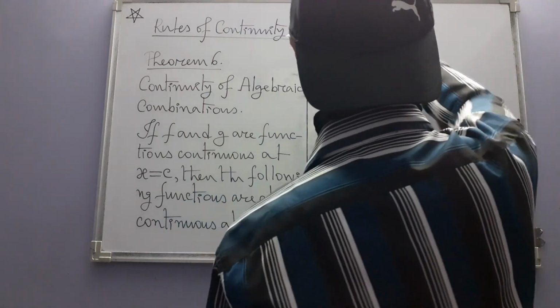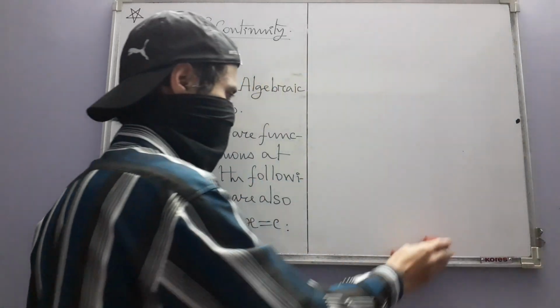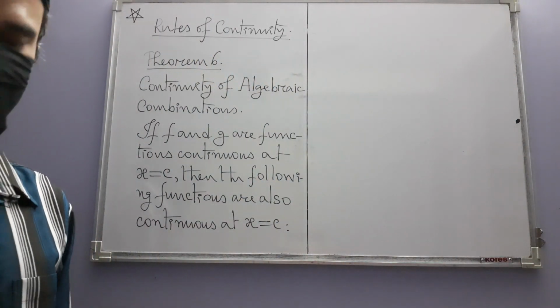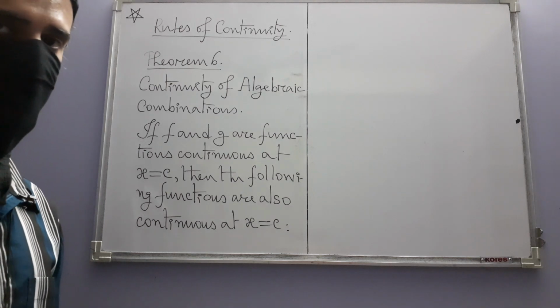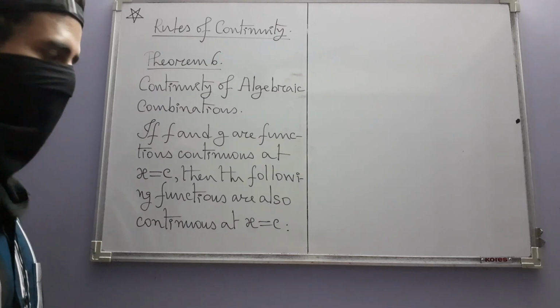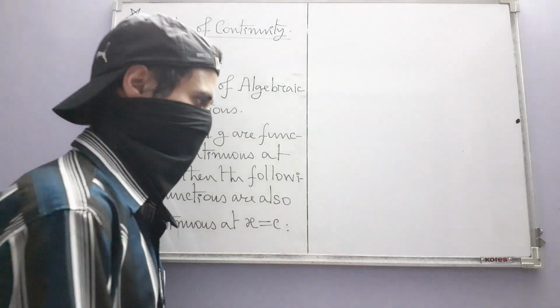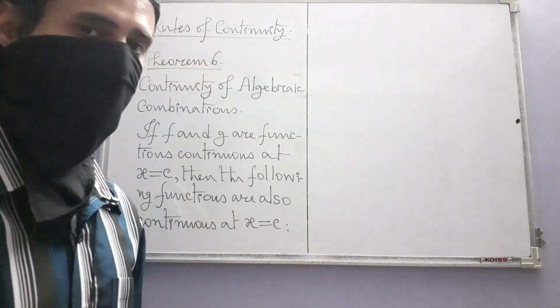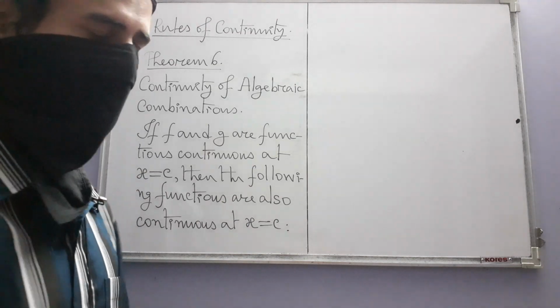And using these rules of continuity, we will be able to decide pretty easily about continuity or discontinuity of some complicated functions, which, if you use the limit definition for continuity, you may get confused because they are fairly complicated.